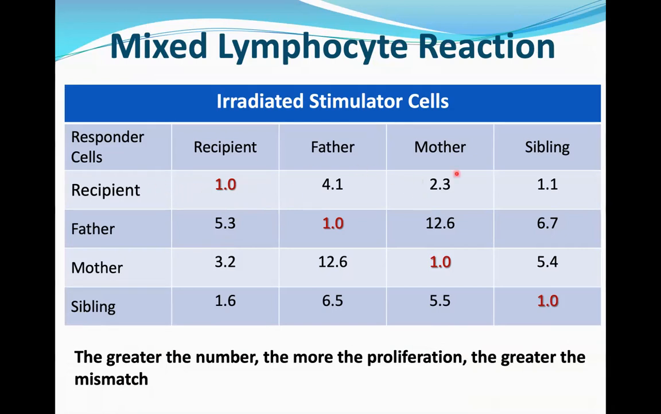And now with the sibling, we see that there's the same level of baseline non-reactivity. So this conclusion then tells us that the sibling is the best donor to give a kidney to the recipient. Right? So just look at the numbers. You see an increase in numbers, bad. Low level number, that's fine. Right?